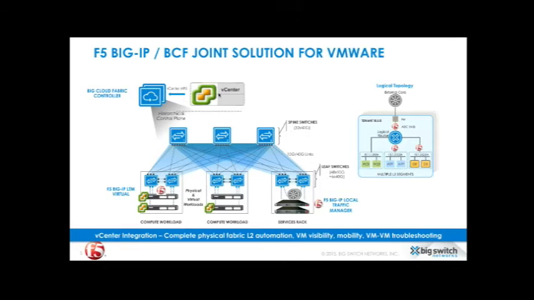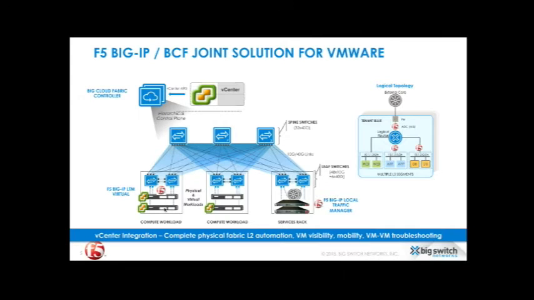So the solution that you see here is composed of F5's BIG-IP deployed with BCF for VMware environments. Within the BCF pod, the BIG-IP can be deployed in multiple form factors: physical appliance or virtual appliance. The appliance can be deployed as a dedicated service or as part of a service chain.